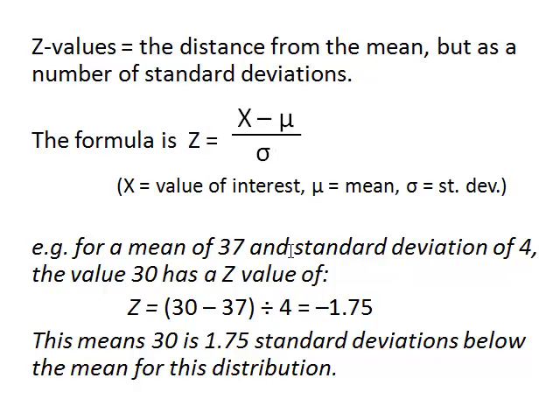So in this example here, we have a mean of 37, standard deviation of 4. The value 30 is 30 minus 37, minus 7, below the mean, divided by 4 is minus 1.75. Now what we have to try and understand is that minus 1.75 means it is 1.75 standard deviations from the mean. The negative doesn't mean anything other than below. It's the 1.75 standard deviations that's important.